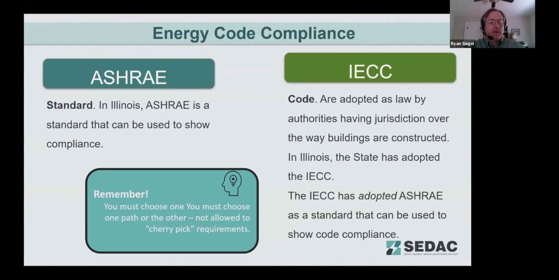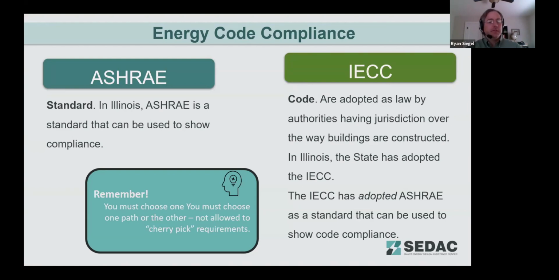A little bit about the differences between ASHRAE 90.1 and the IECC: ASHRAE 90.1 is a standard, whereas the International Energy Conservation Code is a code. So either of these may be used for energy code compliance.